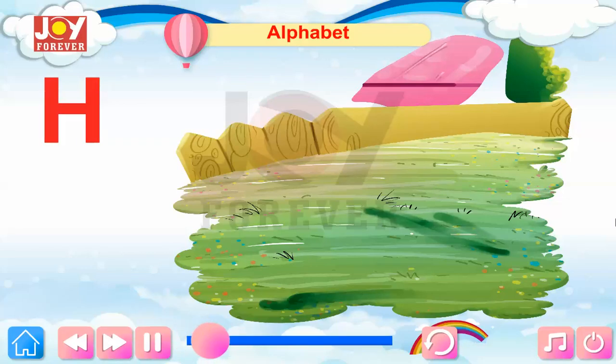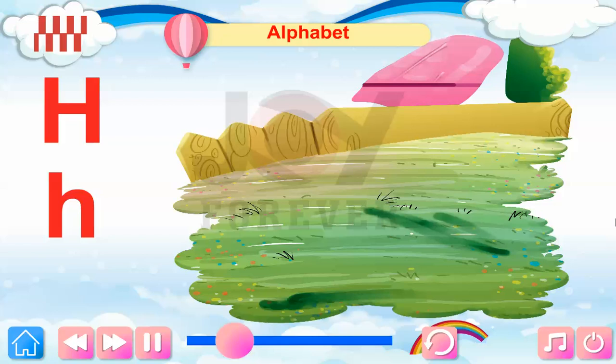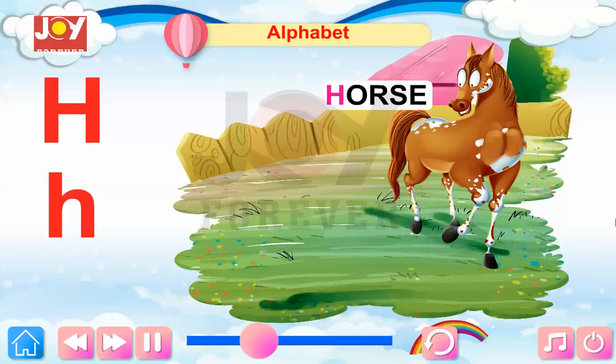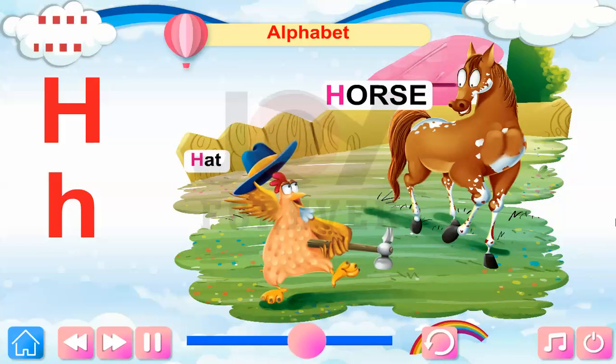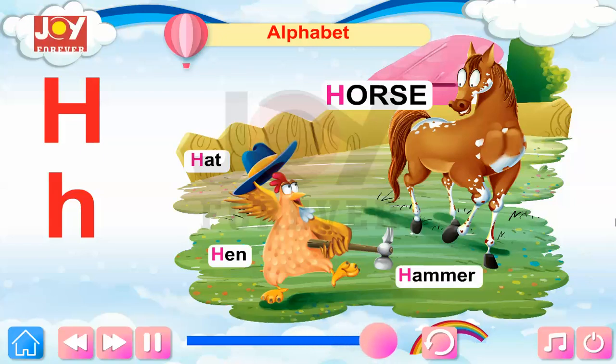Capital H, small h. H for horse. H for hat. H for hen. H for hammer.